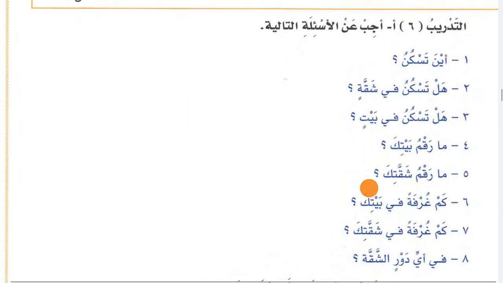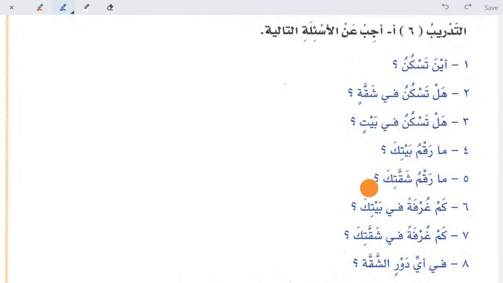Then the sixth exercise. Here questions are written and you need to answer them according to yourself. But the questions are written for male students. If you are a male, you will just write their answers here. But if you are female, you need to modify this question. So you write, "Aina taskunina." So female student need to modify this question. So she will write, "Aina taskunina."